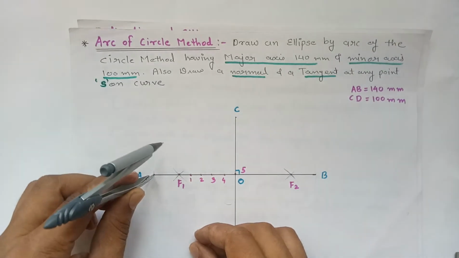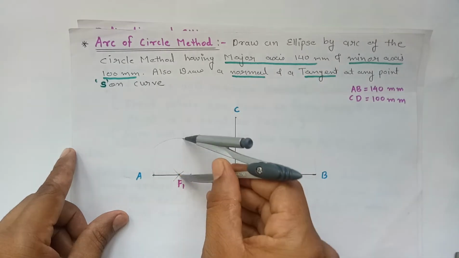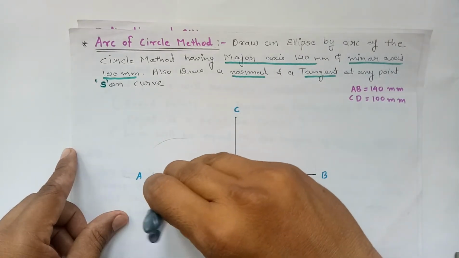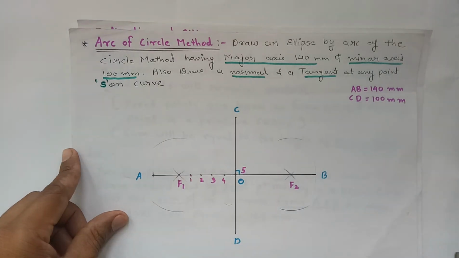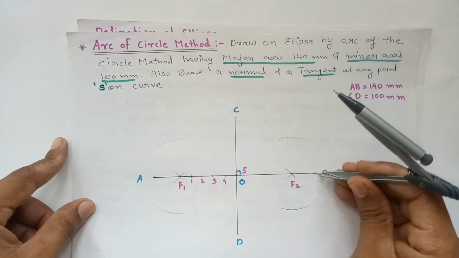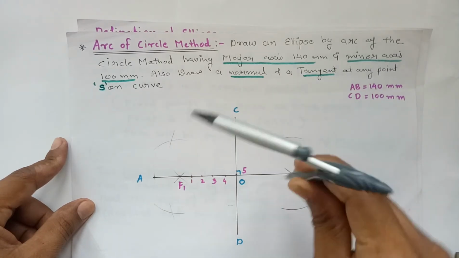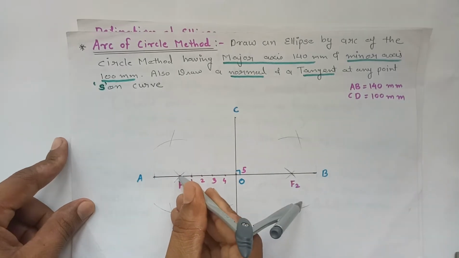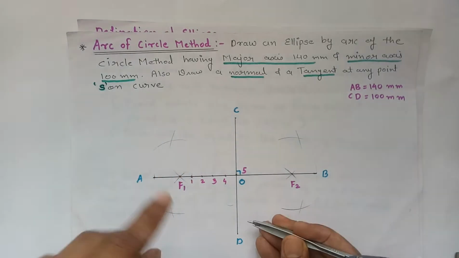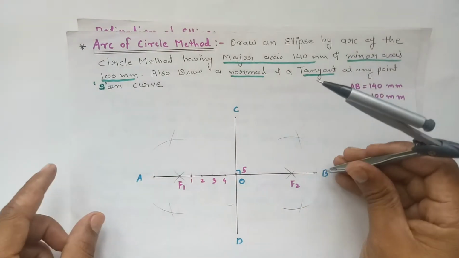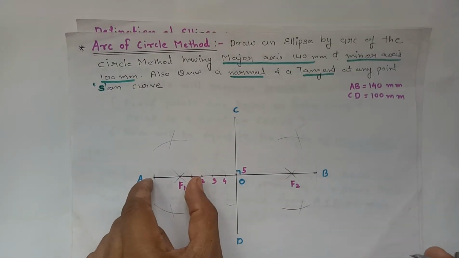First of all we have to measure the A to 1 distance on the rounder, and give an arc from the focus points F1 and F2 on both sides of the major axis. Then measure the B to 1 distance on the rounder and give an arc from the focus point F2 over here, like this. This arc will intersect the arc which we took by measuring the distance A to 1 from focus points F1 and F2. So the second step is to measure the distance B to 1 and give an arc. It will intersect the arc that we have taken from A to 1.